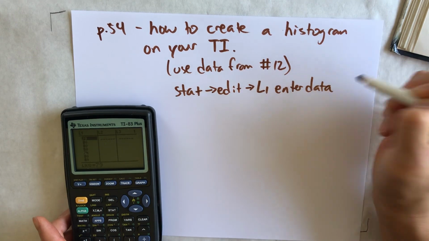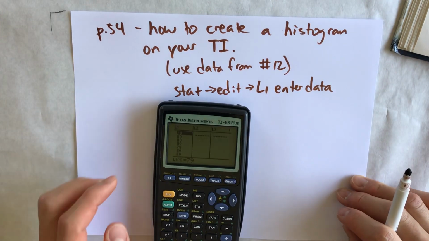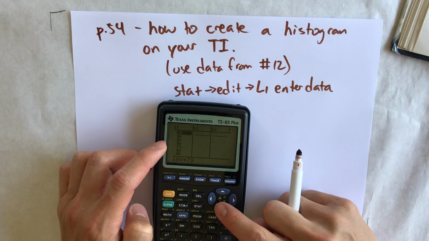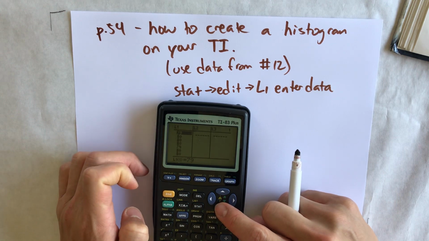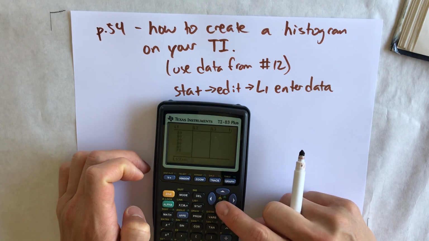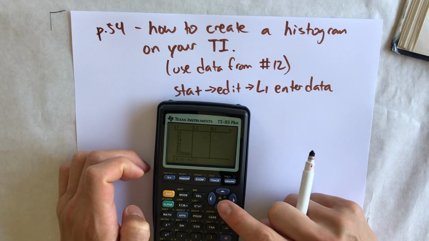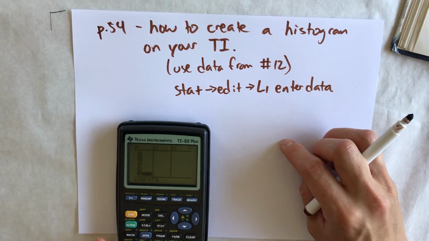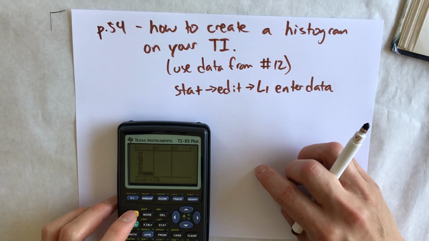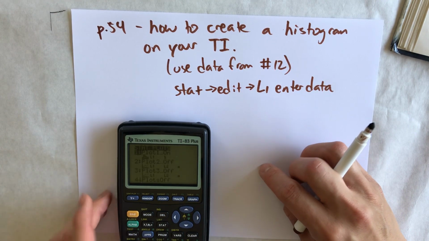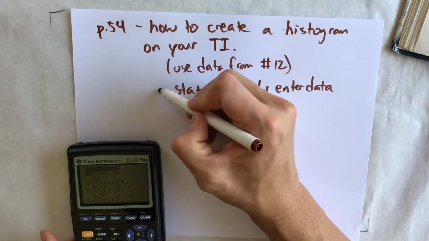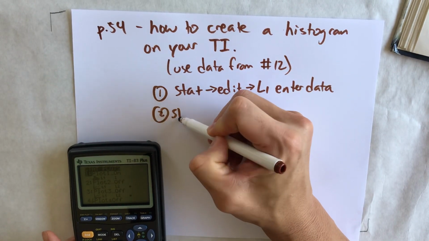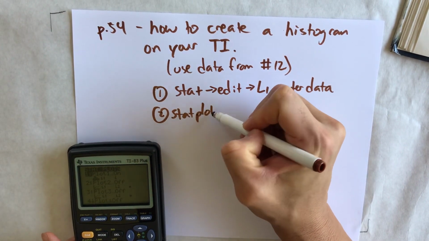Go ahead and pause the video right now and input the data. There should be 20 of them, okay? All right, great, that's done. Now, after you do that, you're going to go to second, y equals. You're trying to go to stat plot, okay? So this is step 1. Step 2, go to stat plot.